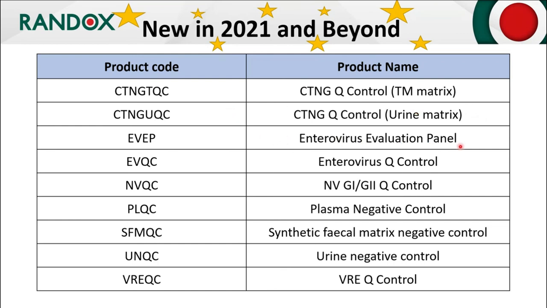We have an enterovirus evaluation panel, an enterovirus Q control, a combined norovirus G1 and G2 Q control, which will be verified on the GeneXpert platform. We have a plasma negative QC, a synthetic fecal matrix negative control, a urine negative control, which fits in nicely with our chlamydia gonorrhea, and then a vancomycin resistant enterococci control as well. So that's the end of that.